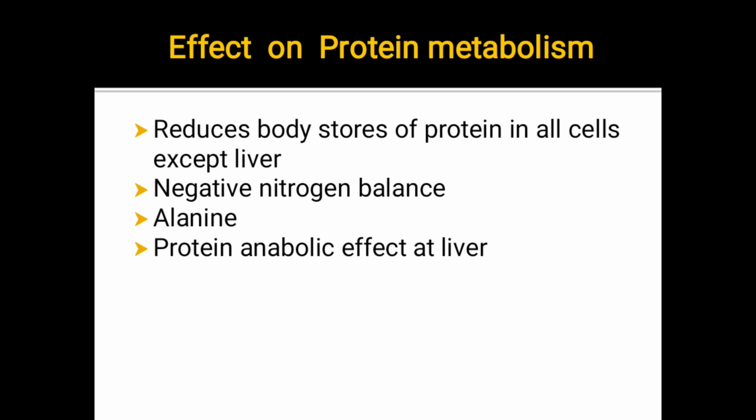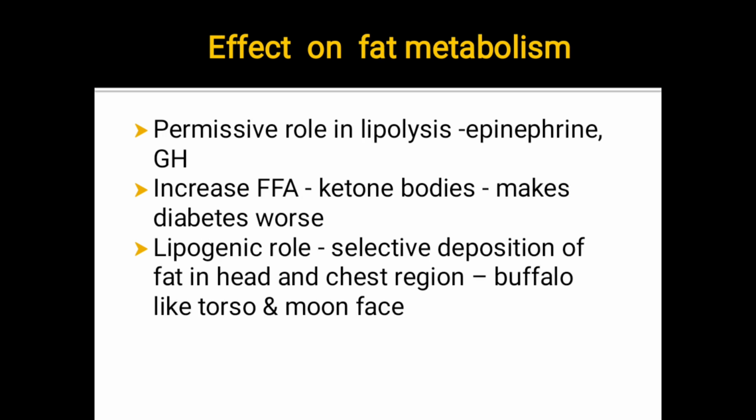The only exception to the protein catabolic effect is the new proteins which are synthesized or newly formed in the liver, leading to the synthesis of enzymes involved in gluconeogenesis. So, the anabolic effect of synthesizing enzymes of gluconeogenesis happens only at the level of the liver by the cortisol.